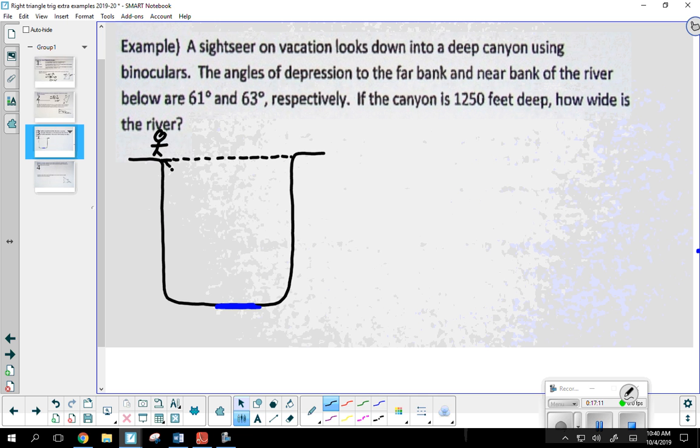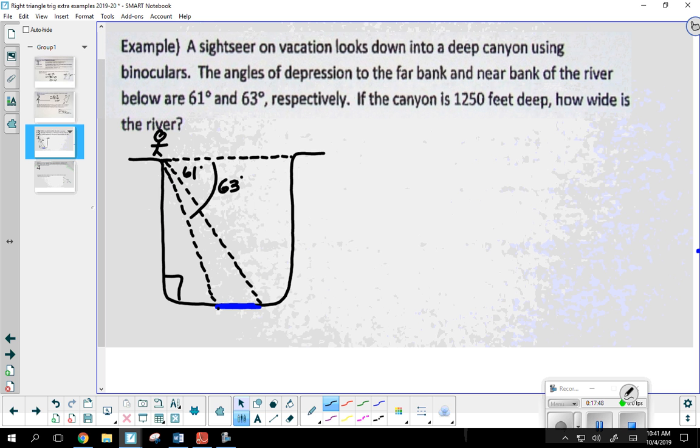The first angle of depression to the far edge of the river, what is that? That's 61 degrees, right? Okay. Now we have another angle of depression to the near bank, which is 63 degrees. And it makes sense: to look at the far bank, you have to look further down. Is everybody okay with that? Okay. But you'll see, what am I creating here? Two what? Two right triangles. Okay, one inscribed inside of the other.